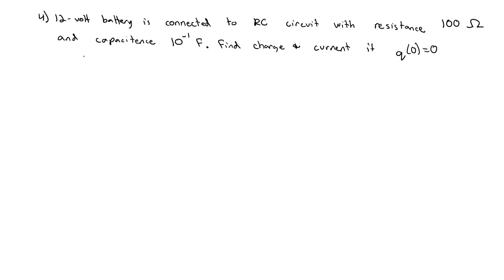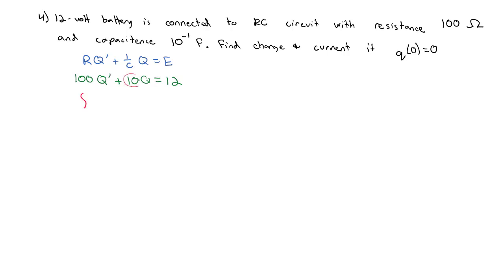Well, we know we've got the differential equation up above that RQ prime plus 1 over C Q is equal to E. In this case, R, the resistance, is 100, Q prime, plus the reciprocal of C. The capacitance is 10 to the negative 1. The reciprocal is going to be just 10. Q is equal to the energy. It's a 12-volt battery, so we're going to get 12 volts out of the system. Well, this gives us a linear differential equation, and we know how to solve linear equations.